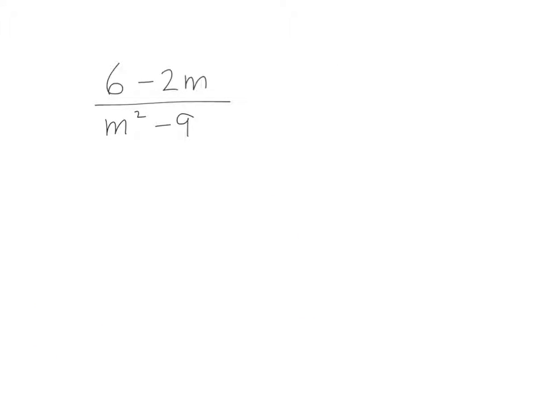Here's the next one, 6 minus 2m over m squared minus 9. First step is going to be to factor the numerator and the denominator, if possible. Sometimes you can't factor, and so you won't. But here, these can both be factored. How would you factor this numerator?